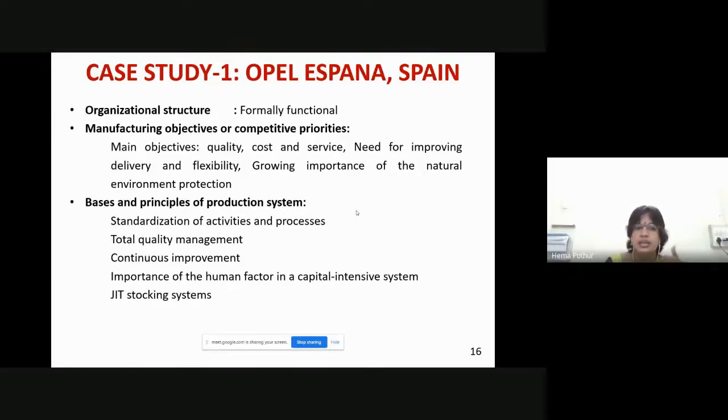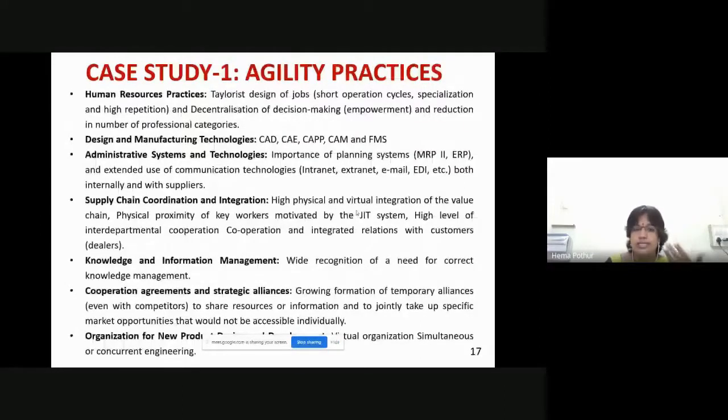And the studies of agile practices, what the industry have incorporated is these human resources practices as the principles of agile, the key elements of agile. They have started with the human resources practices here, tailor-listed designs of jobs here. So simply the job description itself, this is how exactly the operator is, these are the qualities of that particular operator, short operation cycles and specialization and high repetition of that particular jobs, and decentralization of decision making and reduction in professional categories. Number of professional categories will be very much less in this particular area.